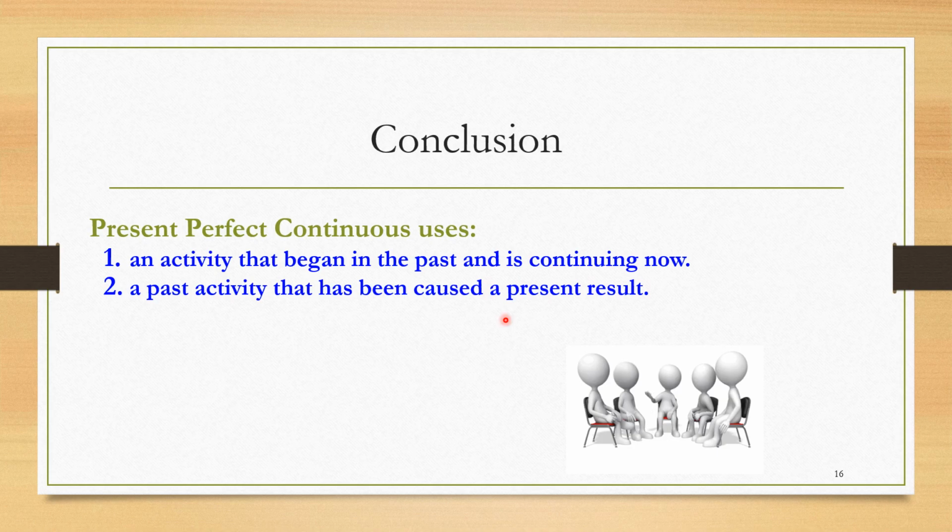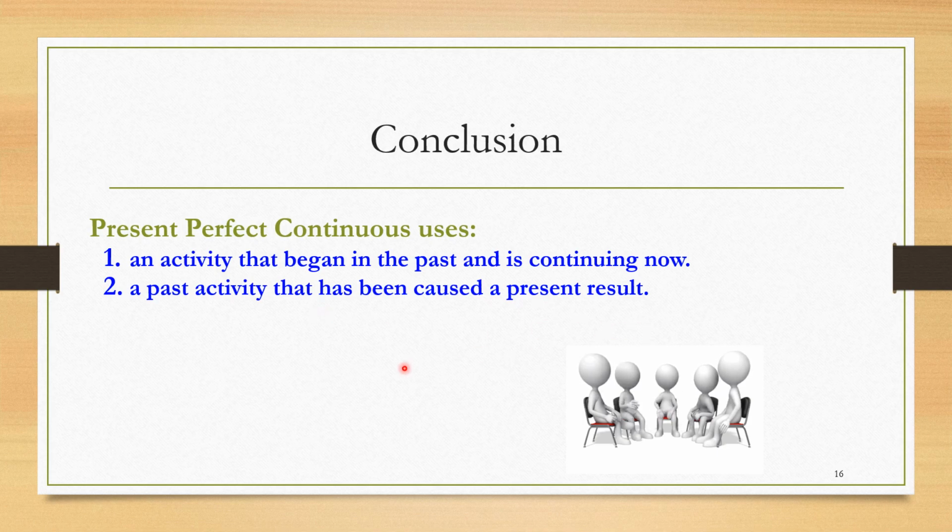For example, have you been crying? Okay, you did not see that person crying sometime before, but the result you can see: their eyes become red, so you can recognize this.